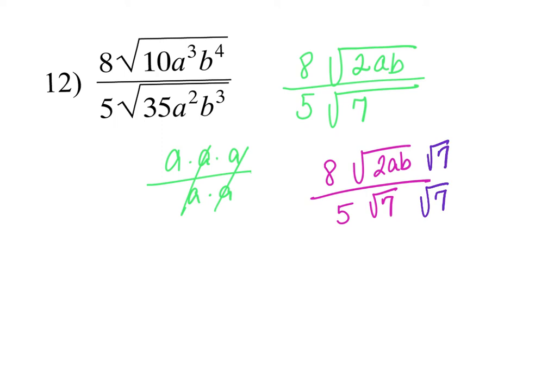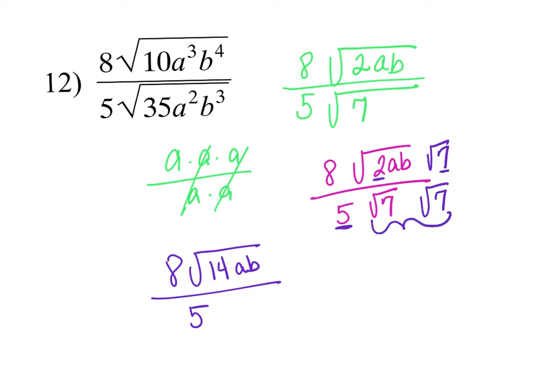All right. On the top, I still have an 8 on the outside. I have a 2 times a 7 here. So I have 14. My A and B do not change. They just stay exactly the way they are. On the bottom, I have this 5 on the outside. All right. This square root of 7 times square root of 7, remember that's square root of 49, which becomes just 7 with no radical. So I have 5 times 7 on the bottom.